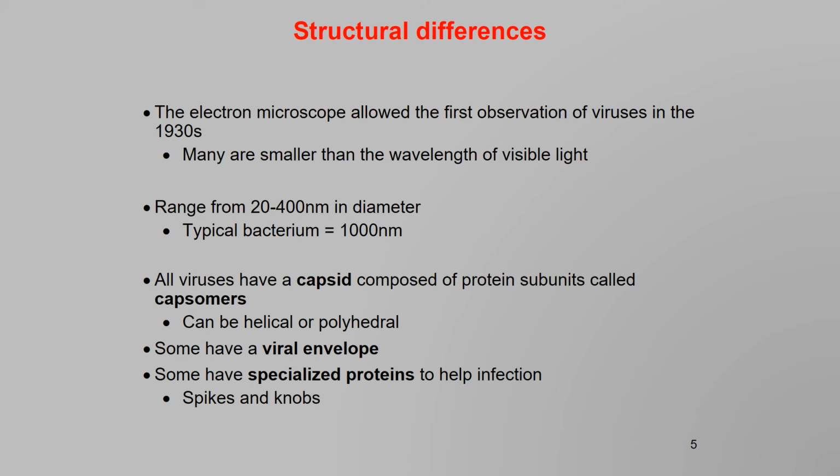And they actually revived it. So rather interesting. So it's stored for all those years. And all viruses have a capsid. That's one thing that's common, is they will have a capsid, and that capsid is composed of protein subunits. And those can be basically helical or polyhedral, either one, although there are some other shapes as well. And then some have a viral envelope, and some have specialized proteins to help facilitate infection, like spikes and knobs.